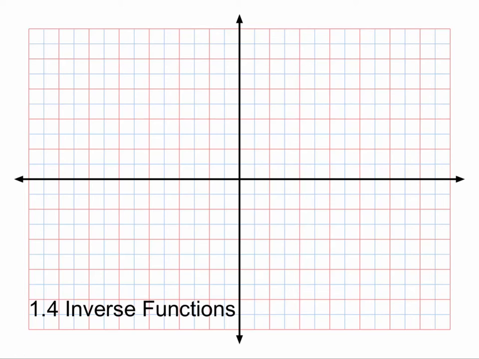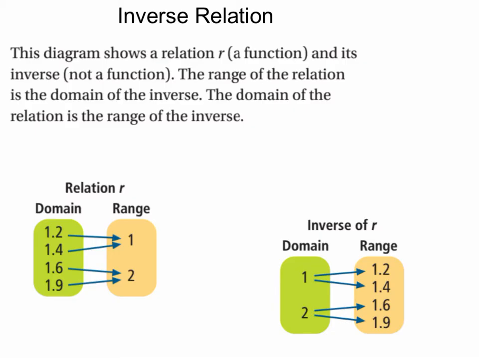Let's talk about inverse functions and inverse relations. Now let's look at this diagram right here. It shows a relation, and this relation is a function because each input has exactly one output. But the inverse of it, when I switch my domain and range, when I switch my input and output, the inverse is not a function because each element of the domain goes to two different range elements.